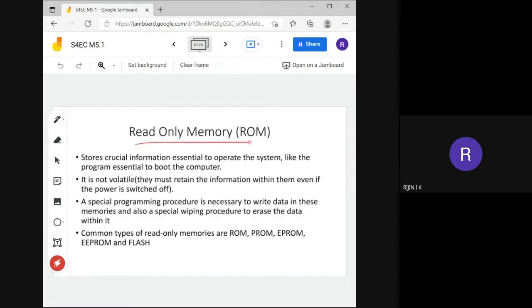Then we can discuss what read-only memory is. From the name itself, you can understand that it is used only for reading purposes. By using this read-only memory, we can read the data. Mainly these read-only memories store crucial information essential to operate the system, like the program essential to boot the computer.